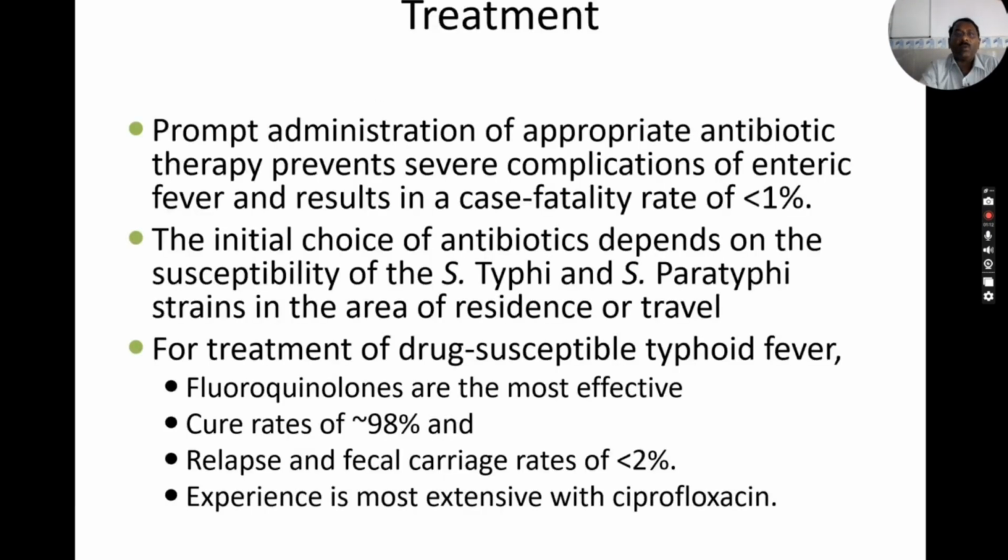A prompt administration of the appropriate antibiotic therapy prevents the severe complications of the enteric fever and results in a case fatality rate of less than 1%. See, for treatment of drug susceptible typhoid fever, not the drug resistant, the fluoroquinolones are the most effective drugs. Cure rates 98%. Relapse or fecal carriage is less than 2%. Experience is most extensive with the ciprofloxacin.